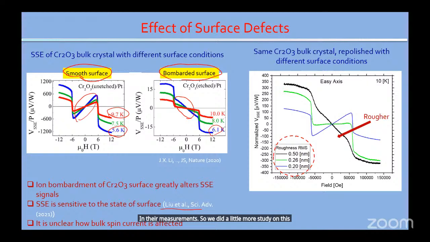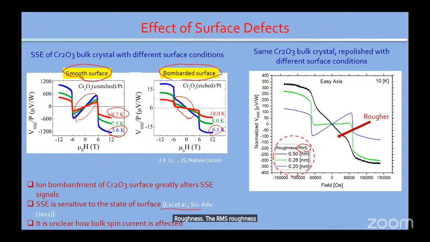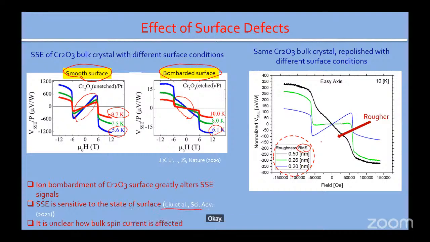We polished and repolished a crystal different times. Actually, we have more than 3, I just want to show 3 curves here. The only parameter we're tracking is the surface roughness, the RMS roughness measured by the atomic force microscope. So we have the same crystal but a different roughness. As the roughness increases, the curve changes from blue to black, as the roughness changes from 0.2 nanometer to 0.5 nanometer. It's very clear that some extrinsic factors play an important role here.